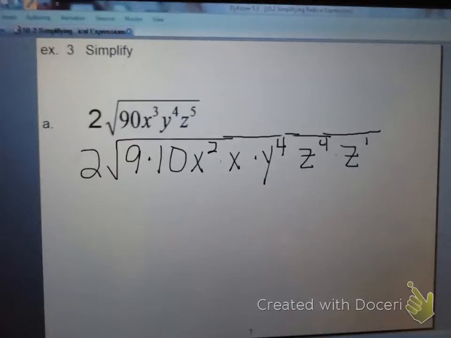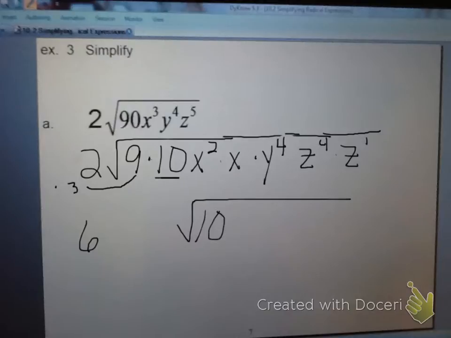Now, I have to take each one of these separately. If I can take the square root of it, it comes out of the radical. If I cannot, it stays in. So I'm going to go ahead and write my radical. Square root of 9 is 3, so it comes outside, and I multiply it times that 2 to give me 6. Square root of 10, cannot take the square root of 10, so it stays inside.